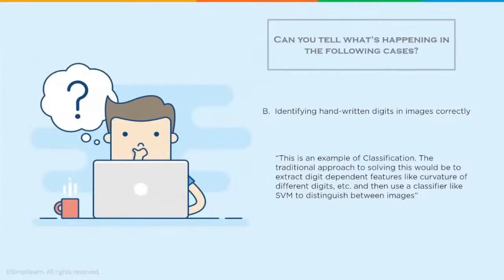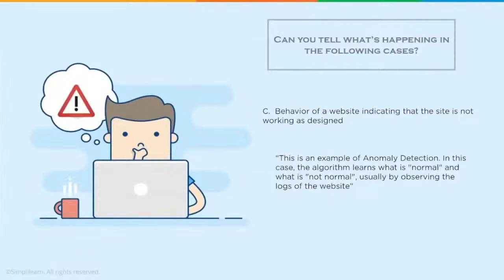C, behavior of a website indicating that the site is not working as designed. This is an example of anomaly detection. In this case, the algorithm learns what is normal and what is not normal, usually by observing the logs of the website. Give yourself a thumbs up if you got that one.